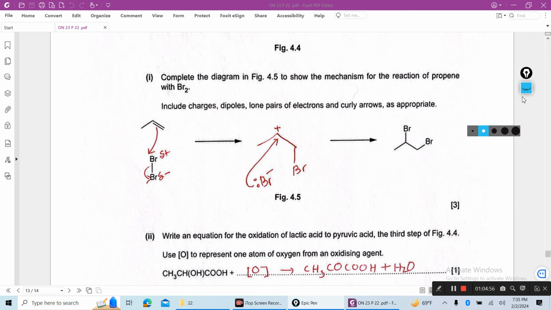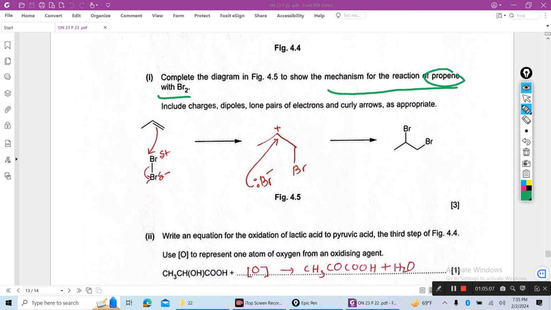Now, the mechanism for the reaction of propene with bromine. You know, propene reacts with bromine to form dibromopropane, 1,2-dibromopropane. This reaction type is electrophilic addition reaction. Electrophilic addition reaction: 1 plus 1 equals 1. Two reactants react to form one product. This type of reaction is known as electrophilic addition reaction.